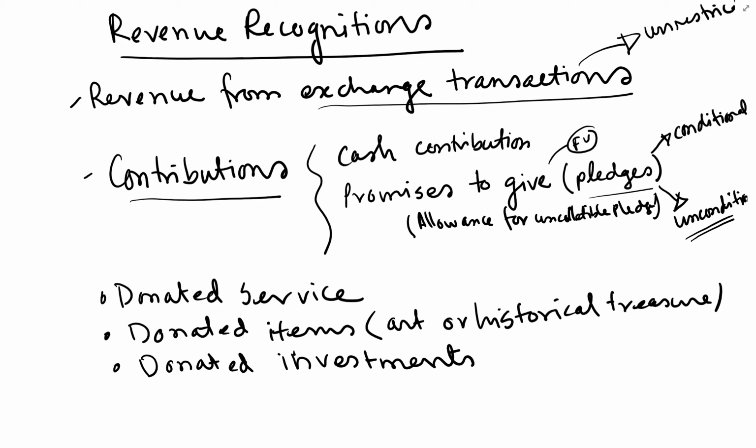Those are used just for exhibitions, viewing, or educational purposes, and the entity actually protects and preserves them. They usually maintain a policy that even if they sell them, the proceeds will be used to collect other items, like other art or treasures. So if the situation is like this, then the not-for-profit entity would not record any contribution if they receive any art or historical treasure.